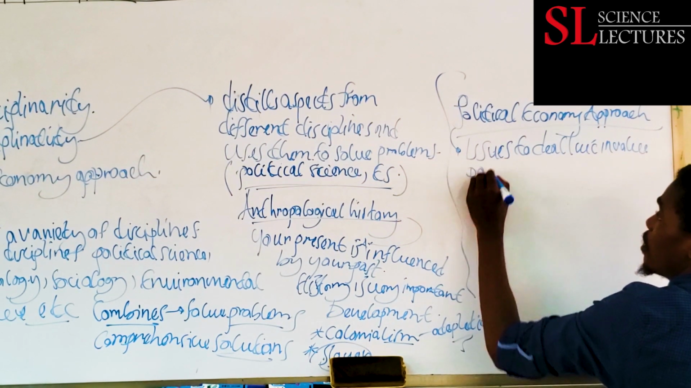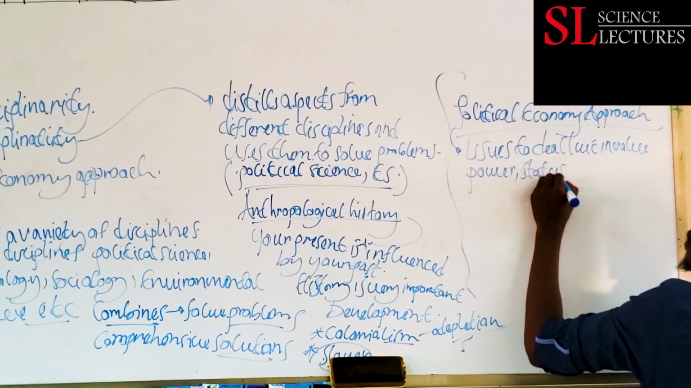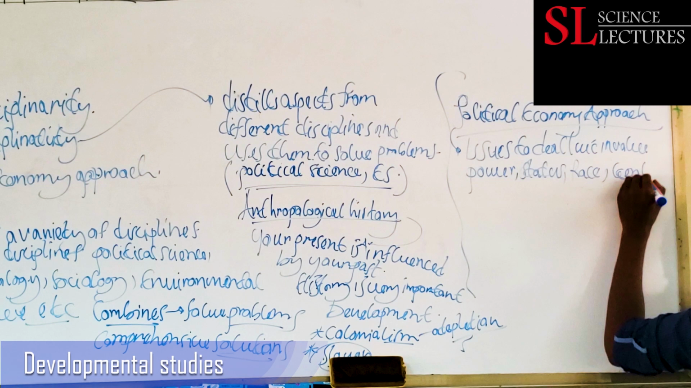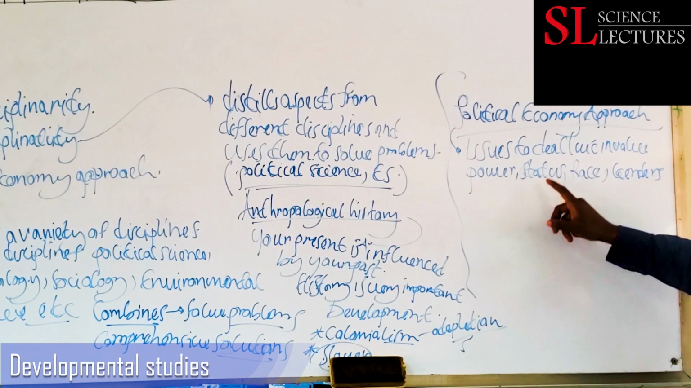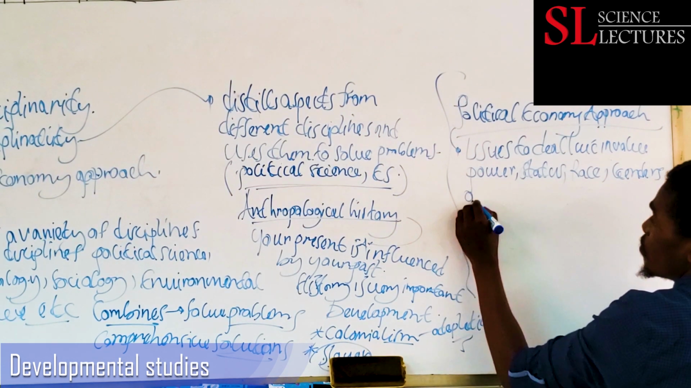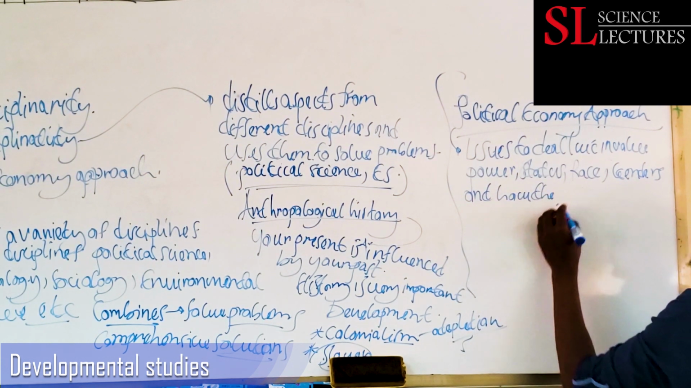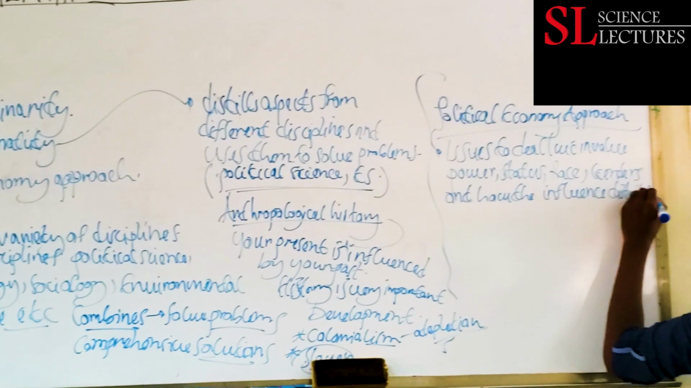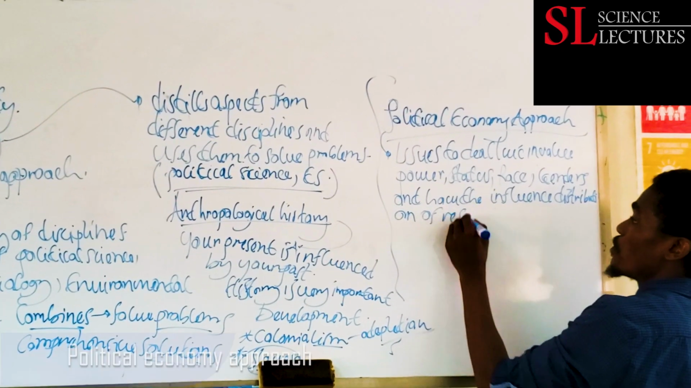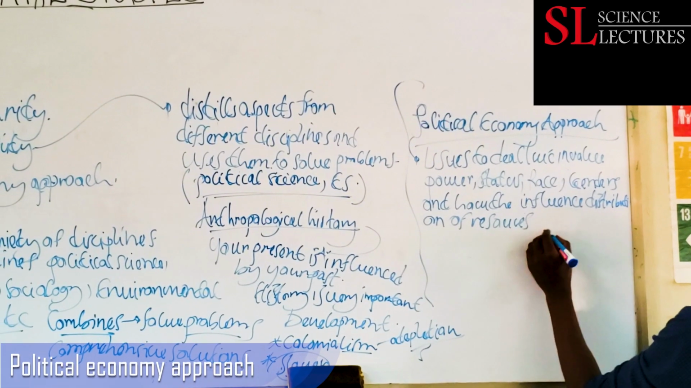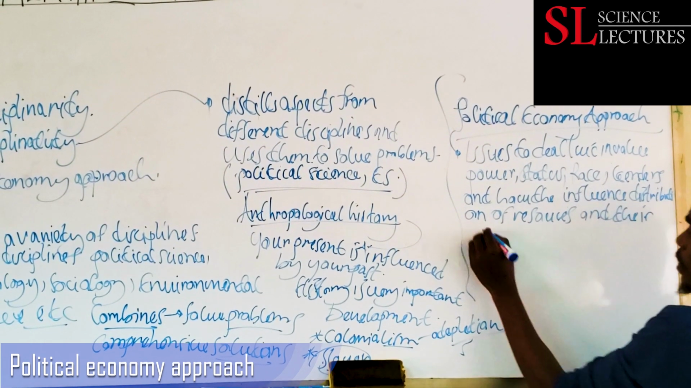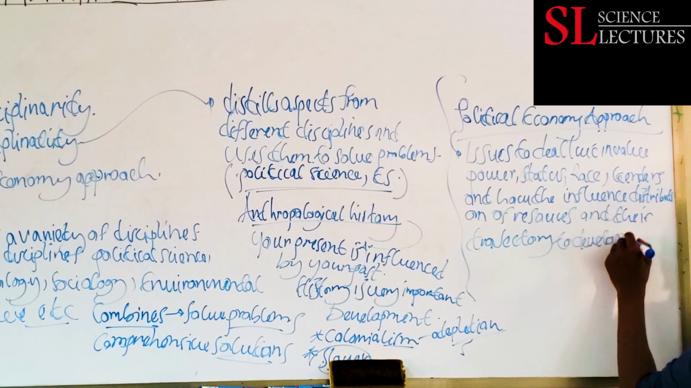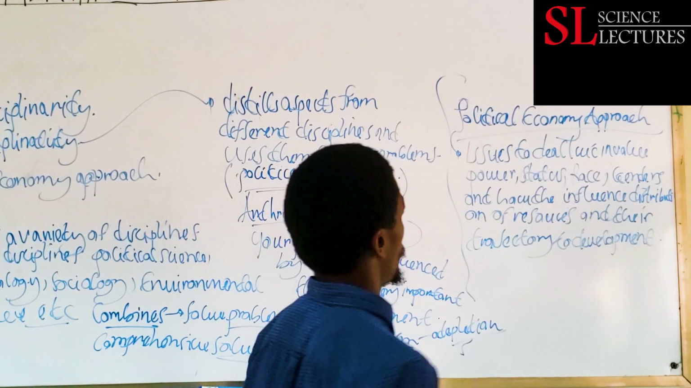power, status, race, and gender. It addresses issues to do with power, status, race, gender, and how they influence the distribution of resources and their trajectory to development. So we are looking at the political economy approach.